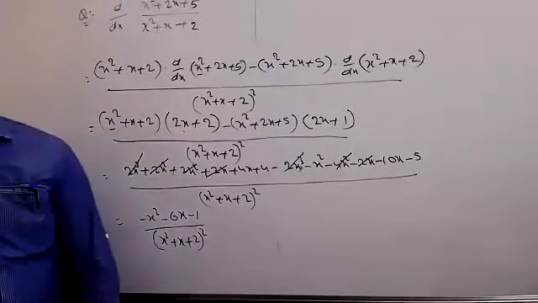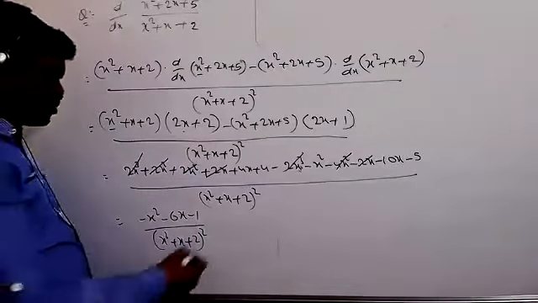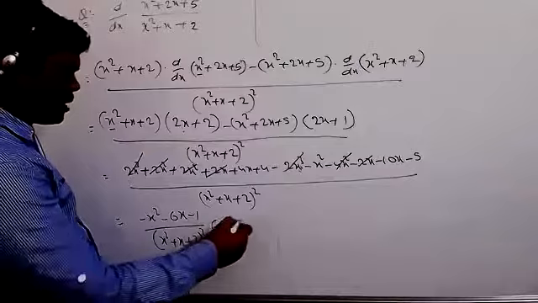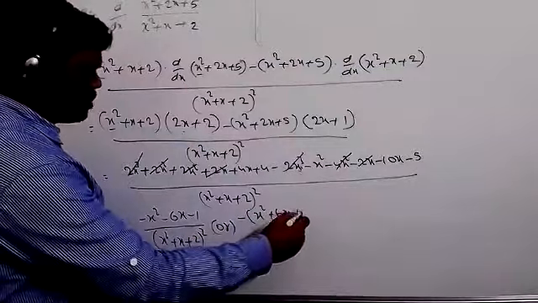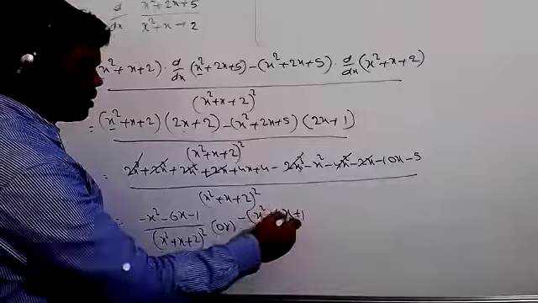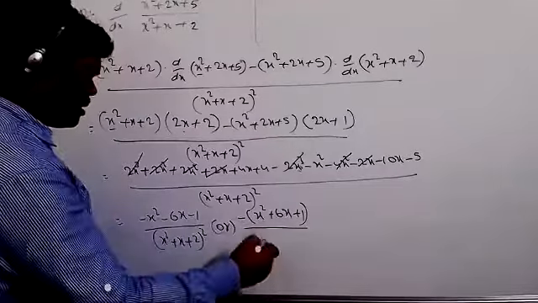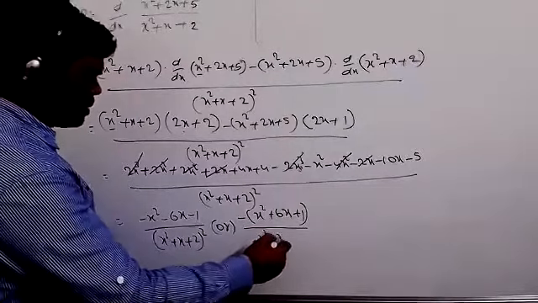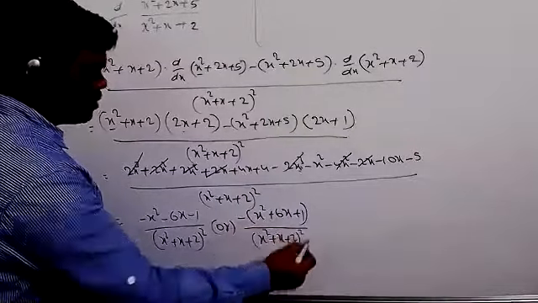You can take minus common also, that is your choice only. If you want, take minus common. So x square plus 6x plus 1 whole by x square plus x plus 2 whole square.